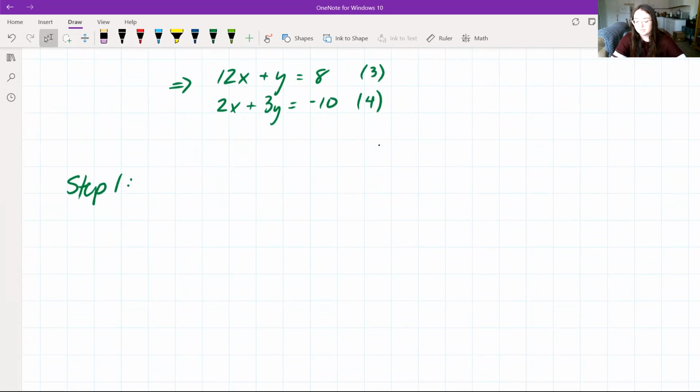So step 1, let's go ahead and we're going to solve for y in equation 3. Since we have 12x plus y is equal to 8, we can make it pretty simple on ourselves by just subtracting 12x from both sides. So we're going to solve for y in equation 3.